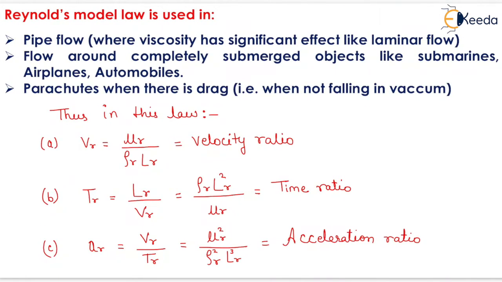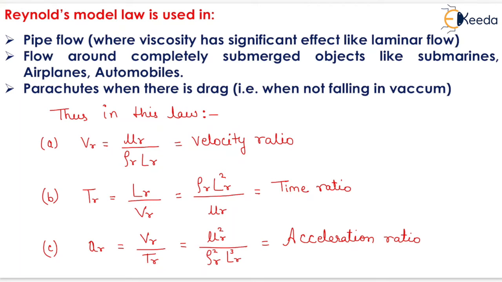Now the next topic is that the Reynolds model law is used for pipe flow where viscosity has significant effect, like laminar flow. Next one is flow around completely submerged objects like submarines, airplanes, automobiles, etc. Parachutes, when there is drag, that is when not falling in vacuum.